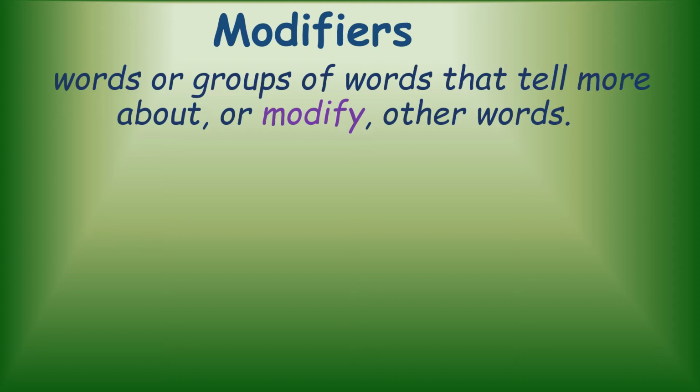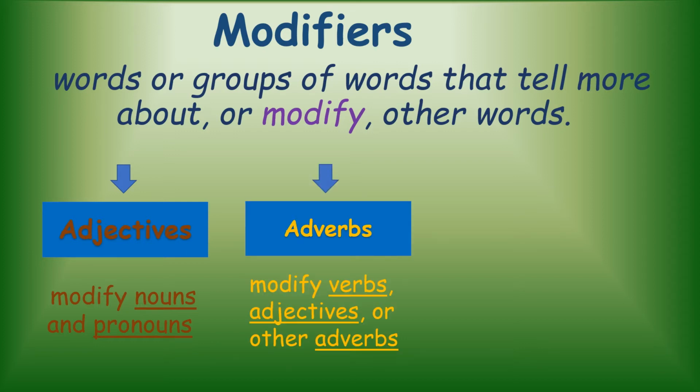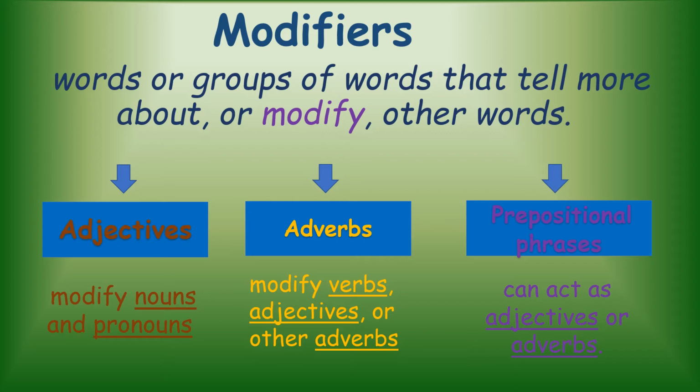Today we're going to discuss three kinds of modifiers. First, adjectives that modify nouns and pronouns. Second, adverbs that modify verbs, adjectives, or other adverbs. Finally, prepositional phrases. They can act as adjectives or adverbs. So basically, a prepositional phrase can modify nouns, pronouns, verbs, adjectives, and adverbs.